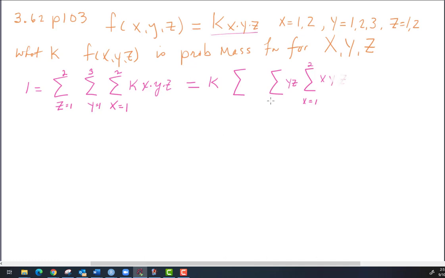Now when I look over here, this is y equal 1 to 3, and z doesn't play a role in that. Z doesn't change. It's a constant, so it can come outside the summation. And this is a z equal 1 to 2, so z takes part in this summation. Z can't move from there. Now, this is left over.